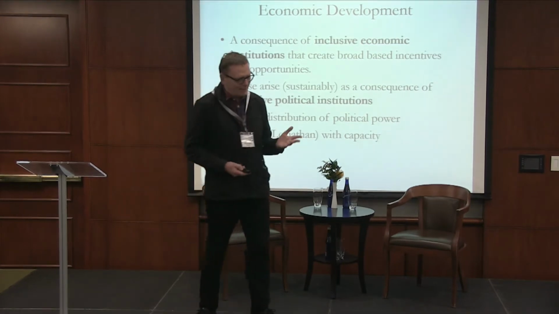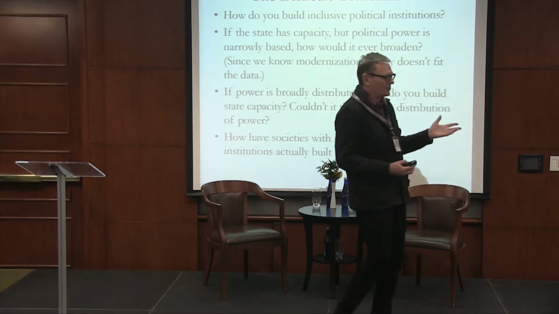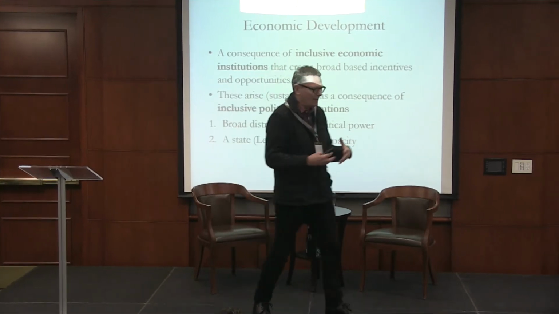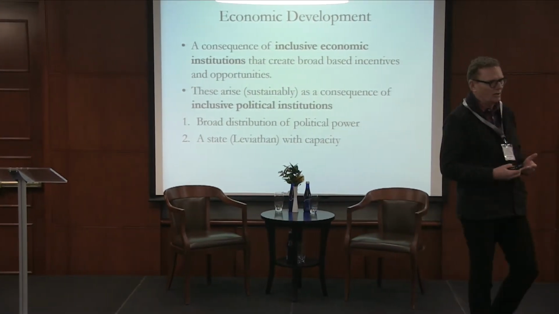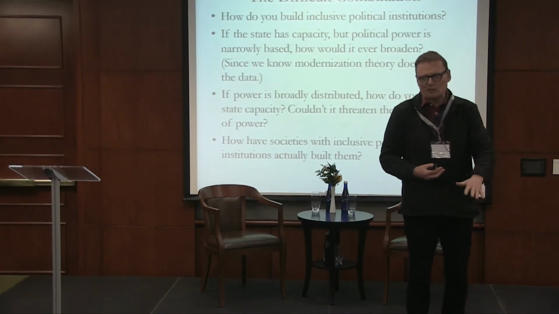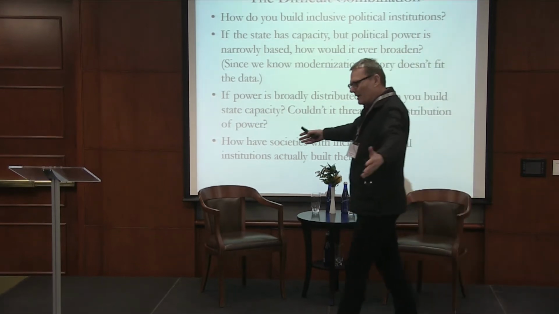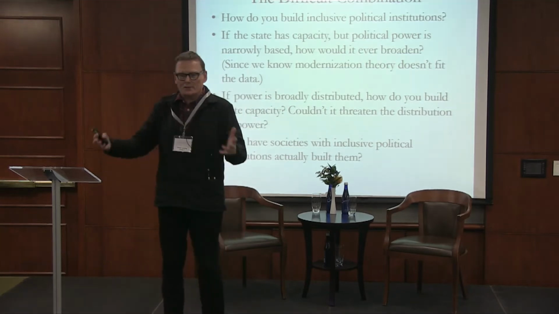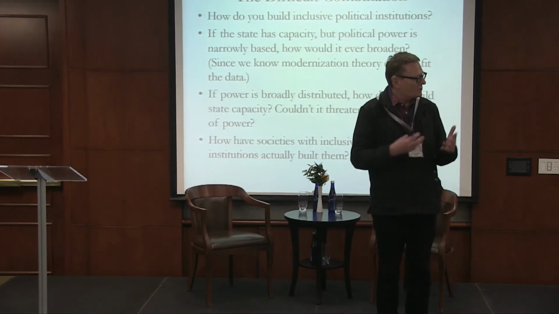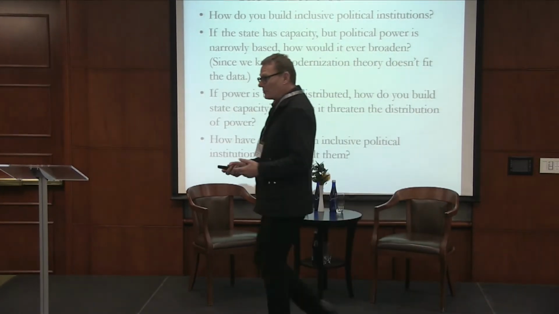Okay? And the key to thinking about that is what I call the difficult combination. The difficult combination is how to combine these two things: how to combine a state with capacity and a broad distribution of political power in society. Why is that difficult to combine? It's difficult because if you have a state which is capable but political power is narrowly concentrated, then the people in control of the state can use the state to make sure that political power doesn't spread, doesn't broaden. And if on the other hand you have a society where there is a broad distribution of political power but there isn't a capable, effective state, then it turns out to be very difficult to build one. It turns out to be difficult to build a state in that context.